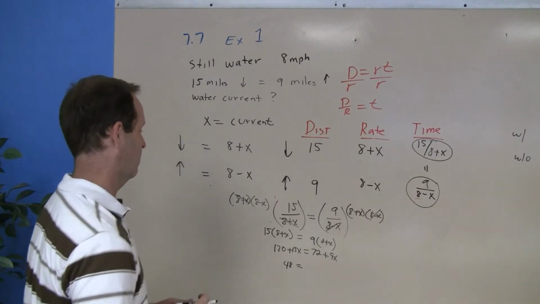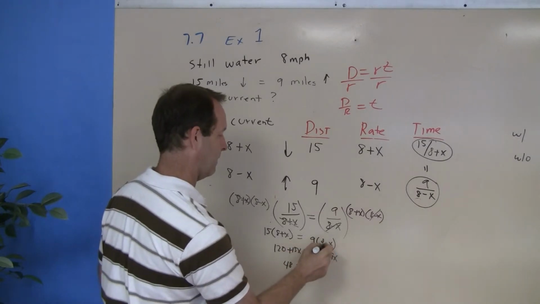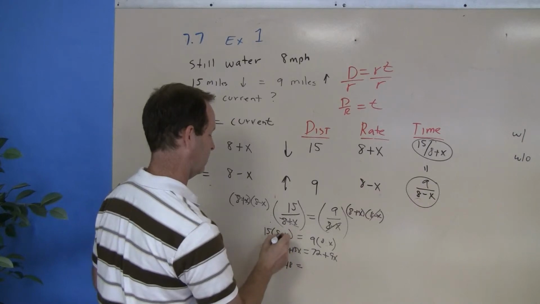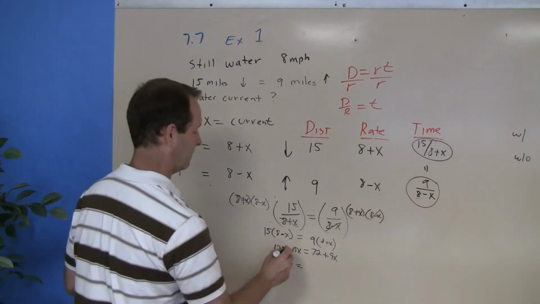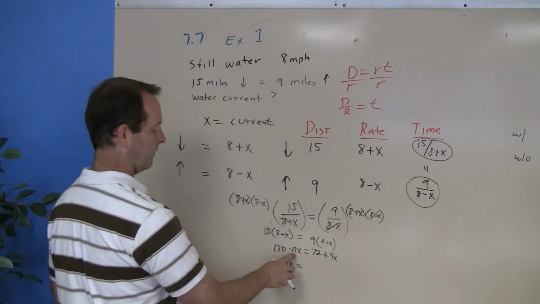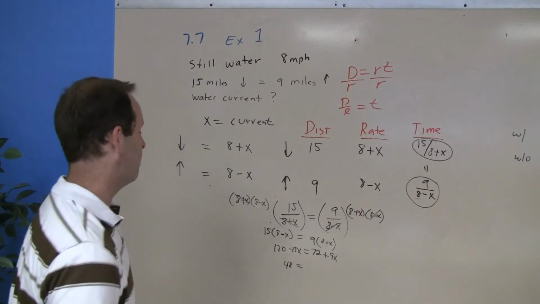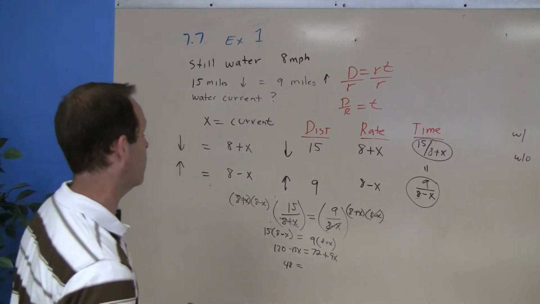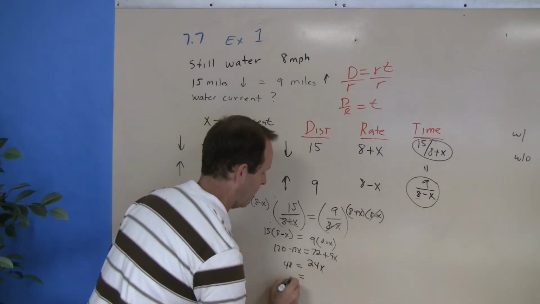Oops, sorry, there's a negative over here, guys. That's negative. Nope, this one's negative. So I have a negative 15x here. Let's add 15x to both sides. So that's going to give me 48 equals positive 15x plus 9x, which gives me a 24x. And it looks like x equals 2.